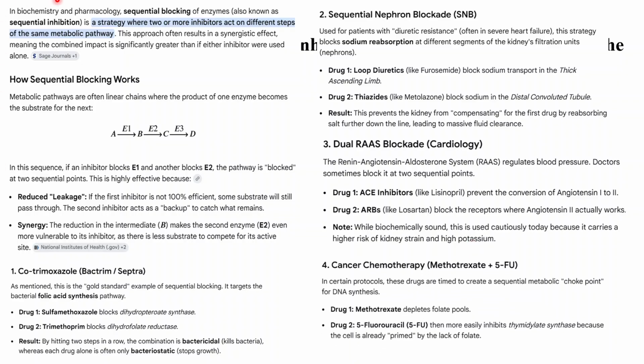high potassium. In cancer chemotherapy, sequential blocking is also used, for example, with methotrexate and 5-fluorouracil, where methotrexate depletes the folate pools and 5-fluorouracil more easily inhibits thymidylate synthesis because the cell is already primed by the lack of folate. These drugs together create a choke point for DNA synthesis. So these are the examples where sequential blocking is used in different therapeutic areas.